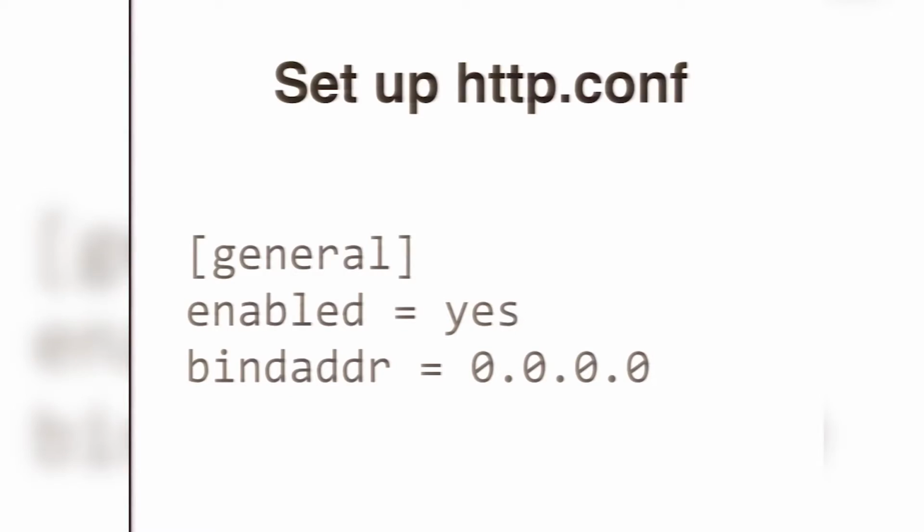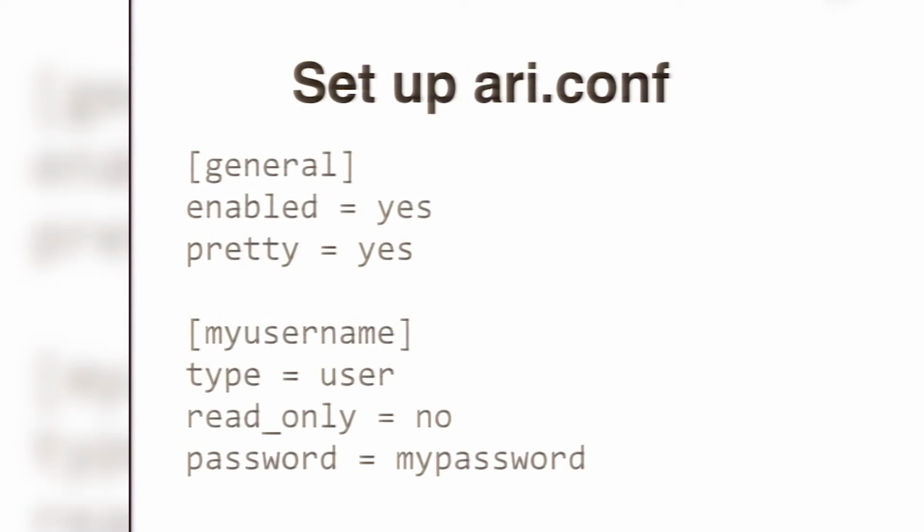The next thing you need to do is set up http.conf. This is normally in /etc/asterisk unless you've got your config directory in a different place. You need to make sure that you've got enabled set to yes and that your bind address is binding to one of the network cards in your machine or to 0.0.0.0, which means that it will just listen on all interfaces. The next thing you need to do is set up ari.conf.